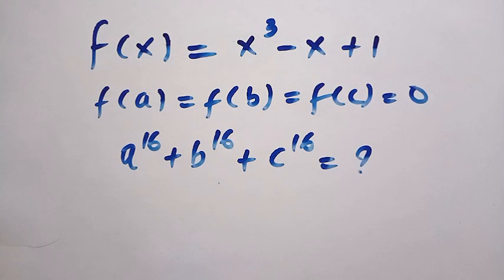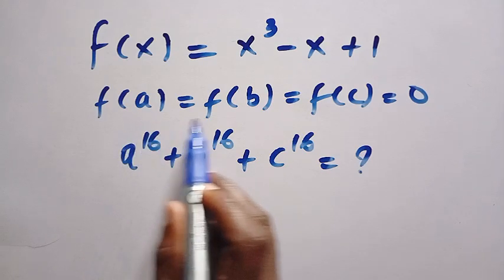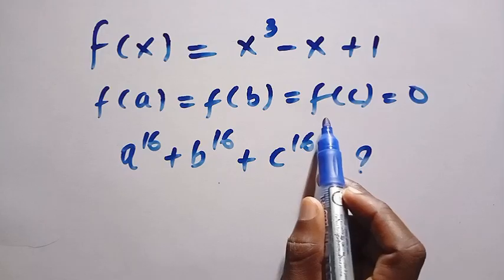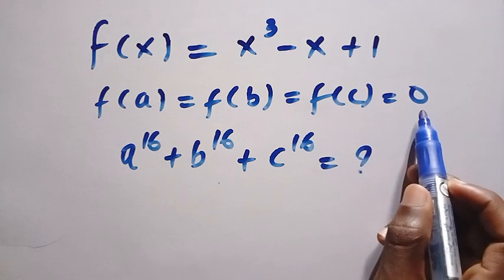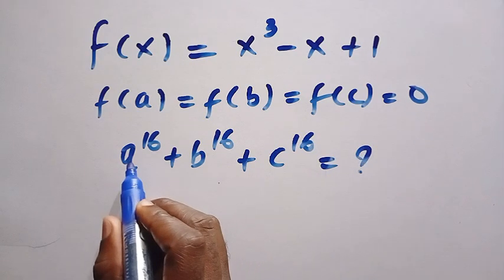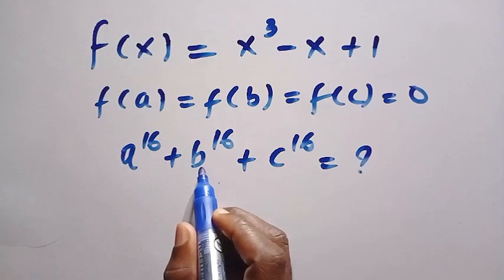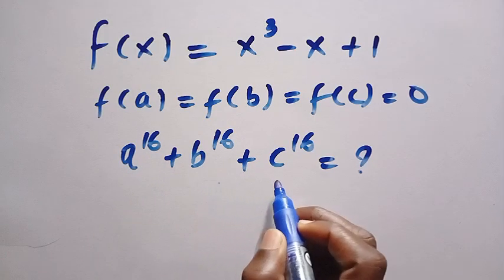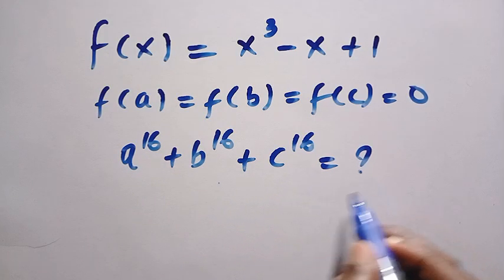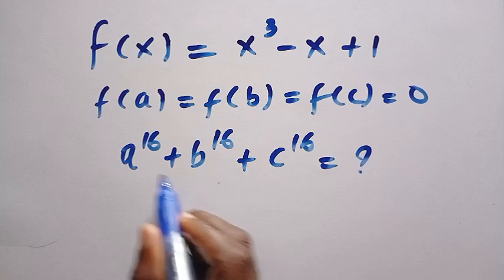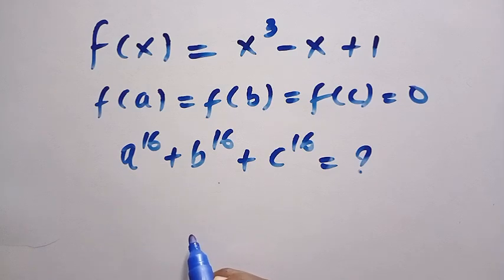How to solve these nice functional equations? Given that f of x equals x cubed minus x plus 1, if f of a equals f of b equals f of c equals 0, then a raised to the power of 16 plus b raised to the power 16 plus c raised to the power 16 equals what? And here is the reason you should not try these functional equations.